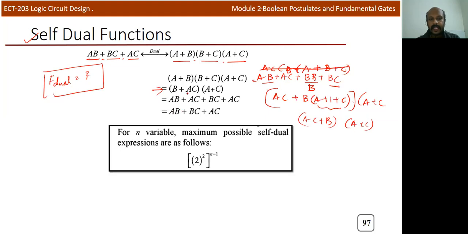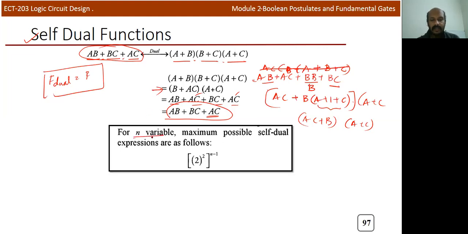After that again you can multiply this expression, and if you simplify, you will get AB, AC, BC, and AC. And you can see that there is AC plus AC, and the simplified form is AC. And if you compare this expression, it's exactly the same. So after simplification, you are getting exactly the same result. So this function is self-dual.